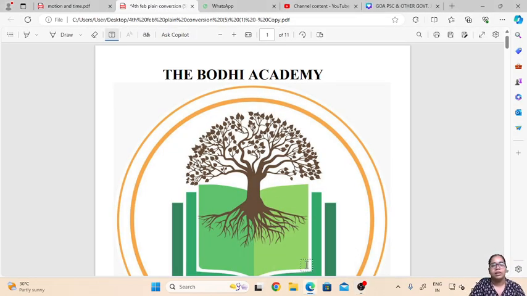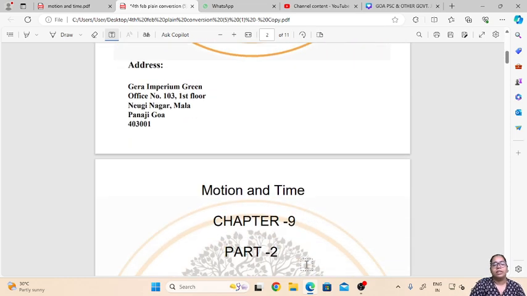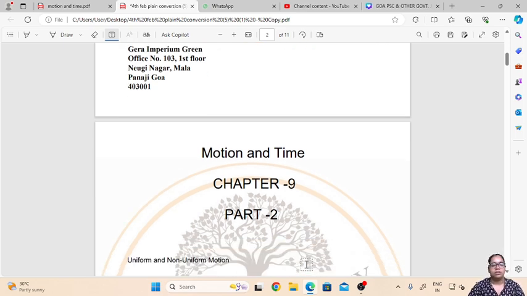My name is Shrutika and today we are going to study the chapter Motion and Time, chapter 9 from the 7th standard textbook. Today we will continue with the second part of this chapter. In the first part of the chapter we studied different types of motion. We classified the different types of motion according to their examples, and also studied the concept of speed, and we saw the formula to calculate speed. So in today's class, let us continue with part 2 of this chapter.